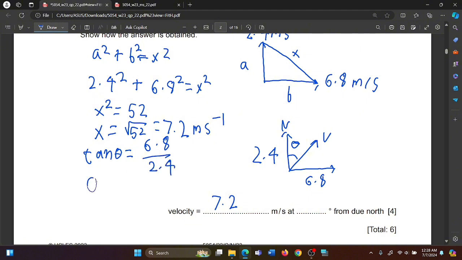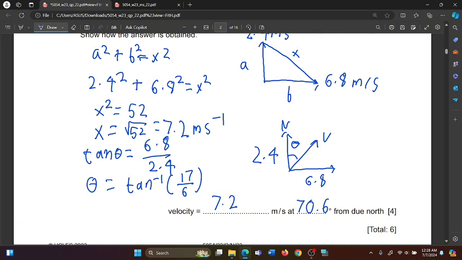So now let's make theta the subject to get the angle. Tan theta is 6.8 divided by 2.4, which becomes 17 by 6. Now let's just use the calculator to find the angle. So the angle becomes 70.6. We always put angles at one decimal place.